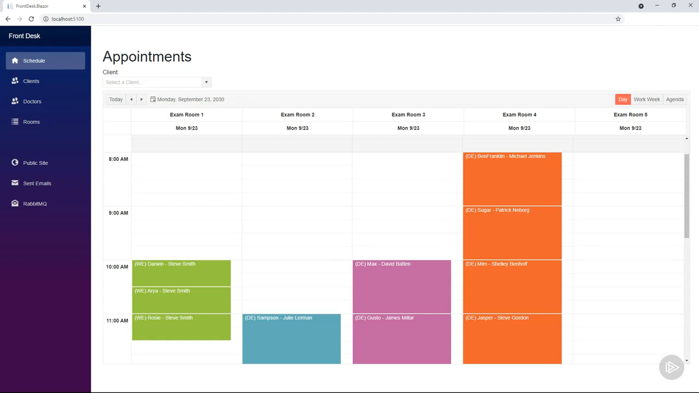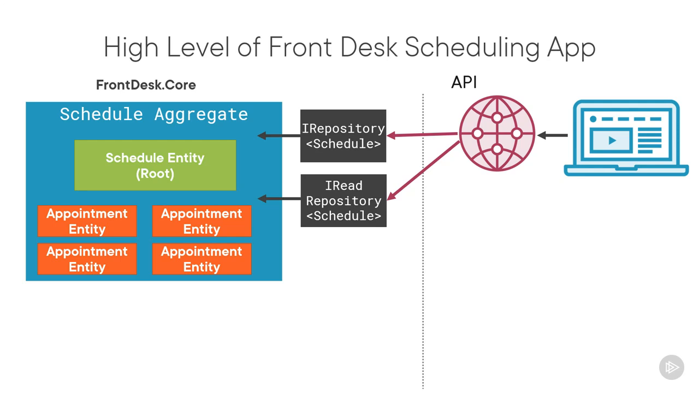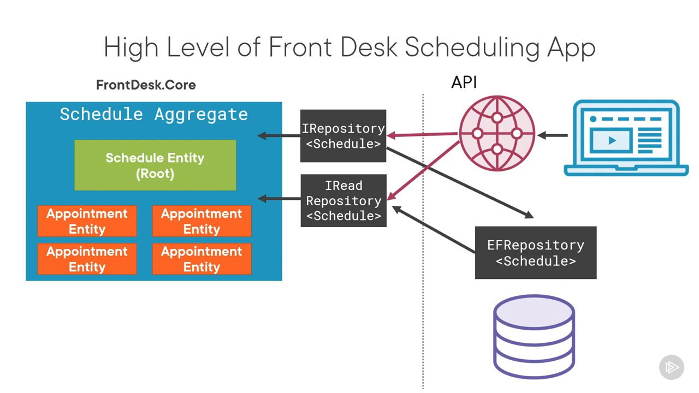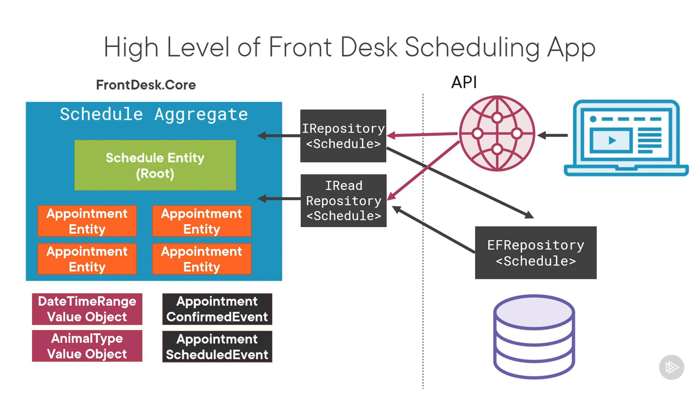Let's review the scheduling app a little more closely. We have a single aggregate for a schedule, which contains a number of appointments. We limit access to the schedule through the Schedule Repository class, which is responsible for retrieving and storing the schedule in our database. We've identified a couple of value objects that allow us to better model concepts in the domain, and we're making use of domain events to allow our domain and other parts of our system to respond to changes in the state of our model.